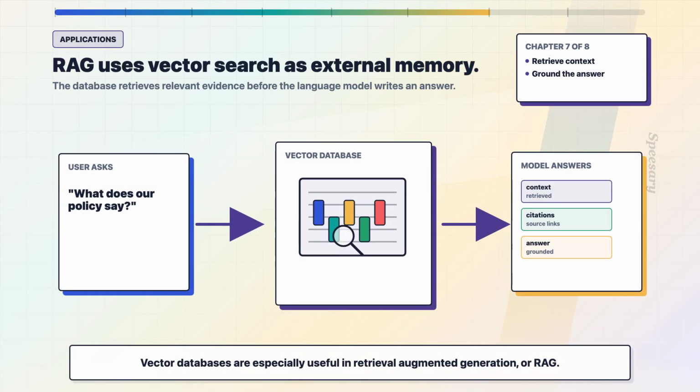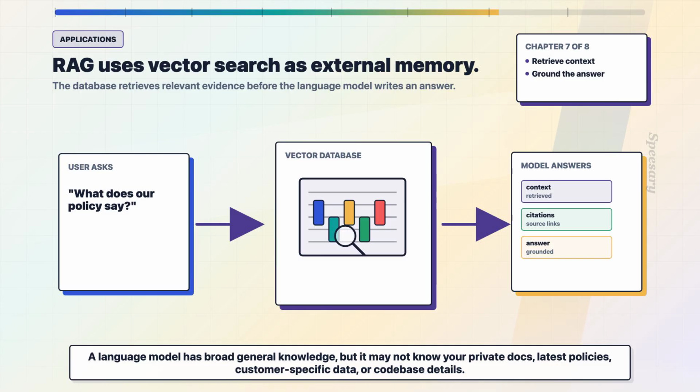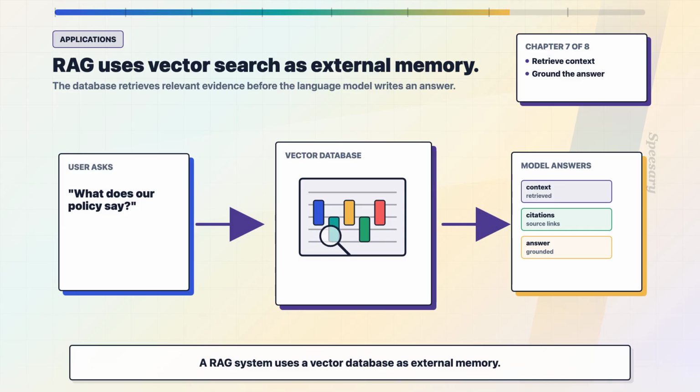Vector databases are especially useful in retrieval augmented generation, or RAG. A language model has broad general knowledge, but it may not know your private docs, latest policies, customer-specific data, or codebase details. A RAG system uses a vector database as external memory. The user asks a question. The system embeds the question. The vector database retrieves the most relevant chunks. Then the language model answers using those chunks as context.